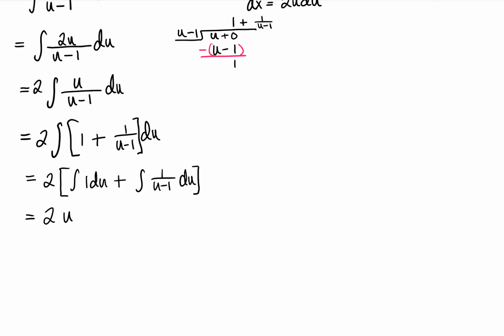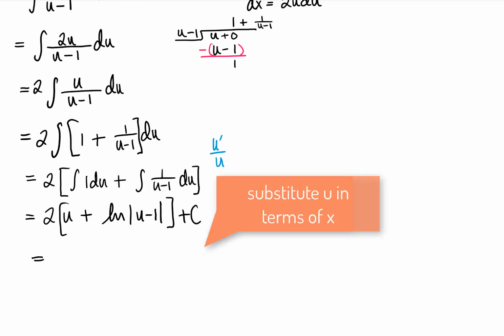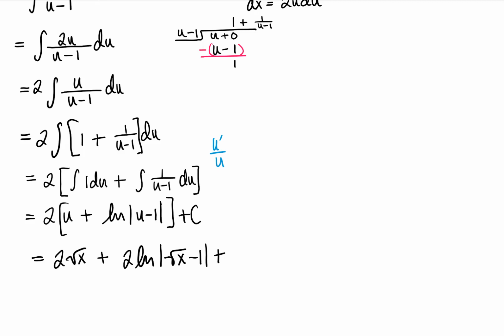The integral of 1 with respect to u is just u. The integral of 1 over u minus 1, that is in the form u prime over u. So the integral of that would be natural log of absolute value u. Or you could leave the 2 factored out, but you must substitute x in for u's.